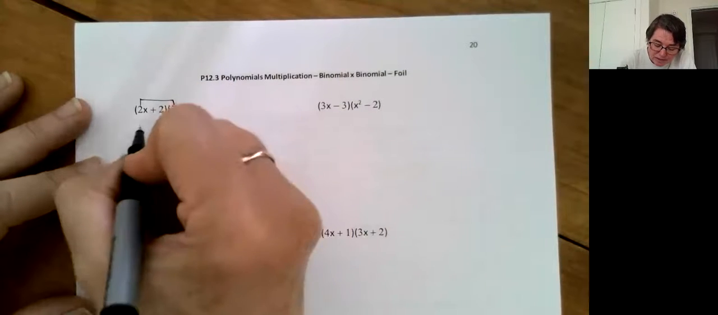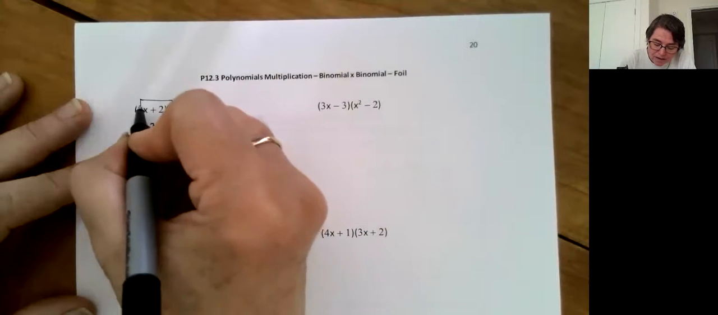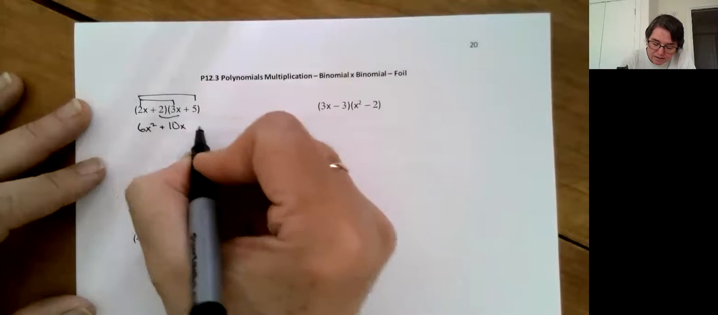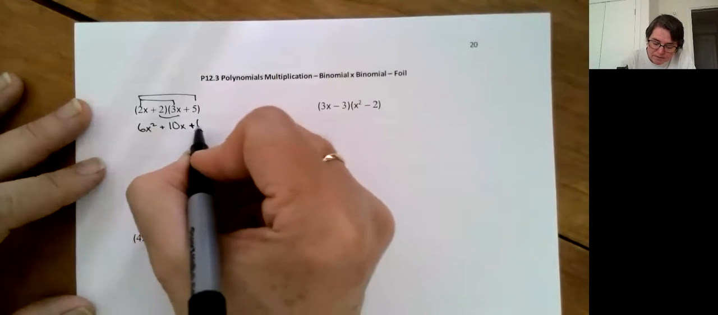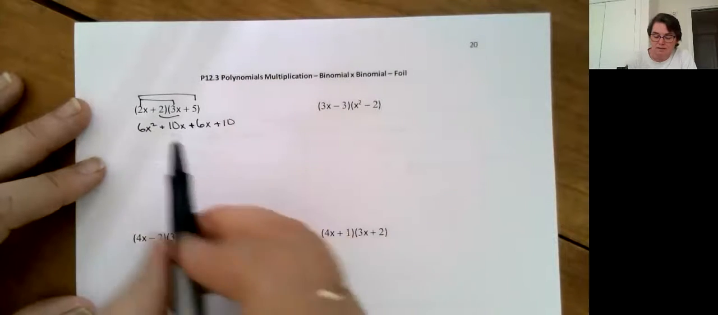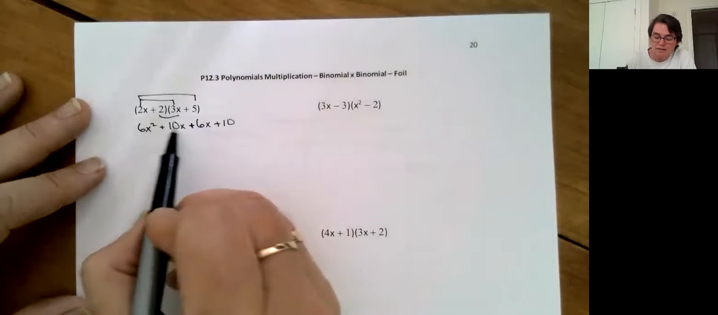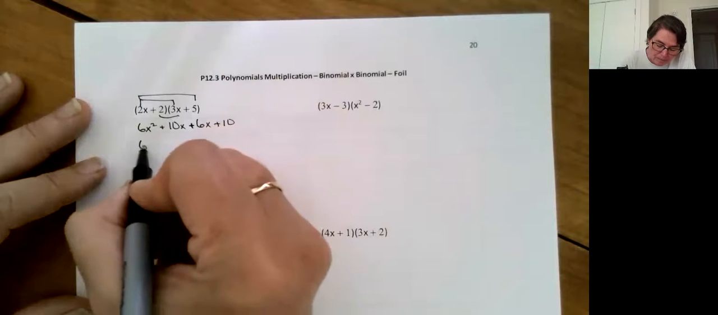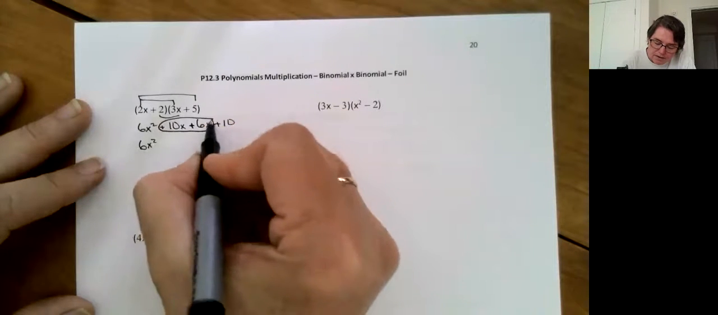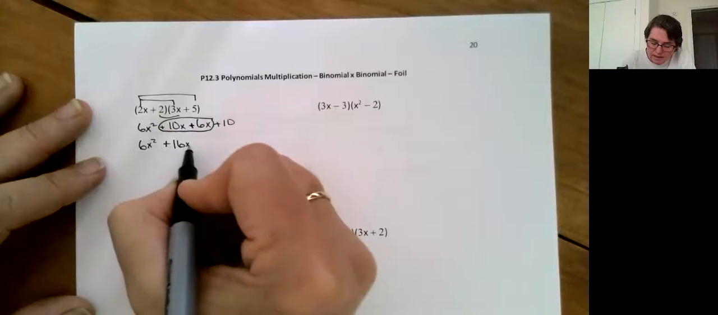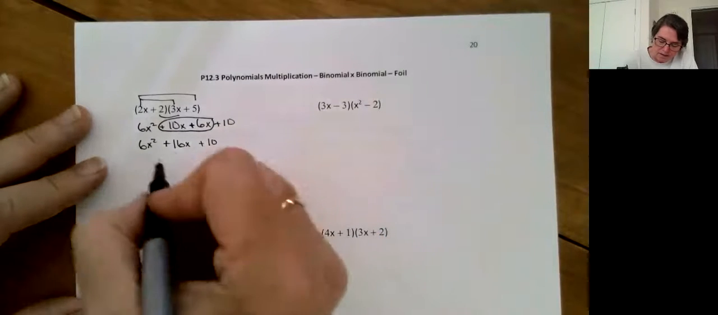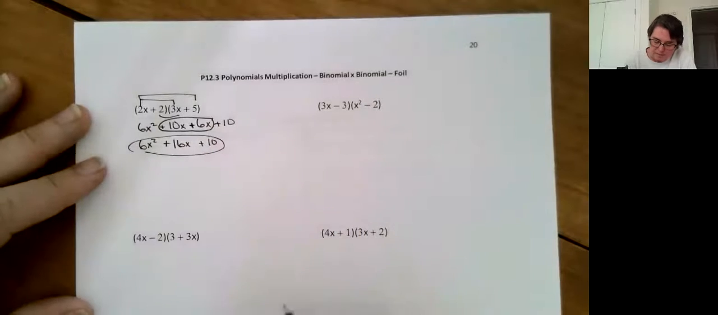2x times 3x, 6x squared. 2x times 5 plus 10x plus 6x plus 10. I don't know why I wanted to say a minus there. Because you know what? If this is all plus, then these are all plus. Don't even have to think about it. 6x squared. Those two together, 16x plus 10. And there we go. There's my final answer.